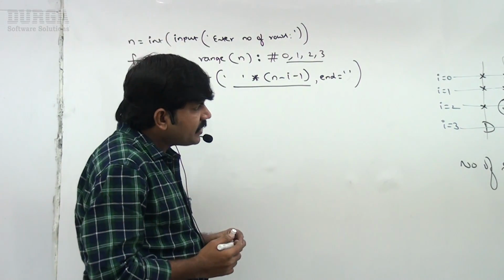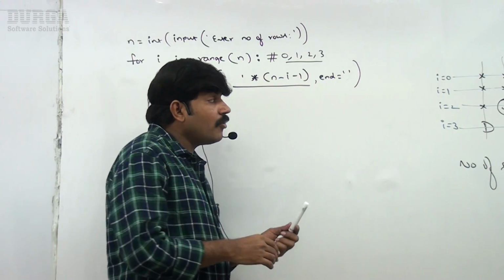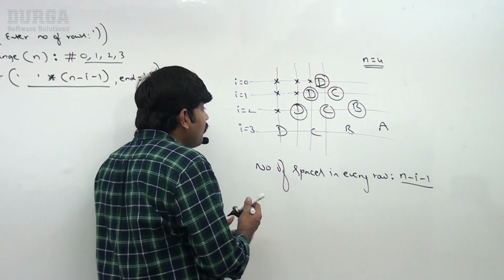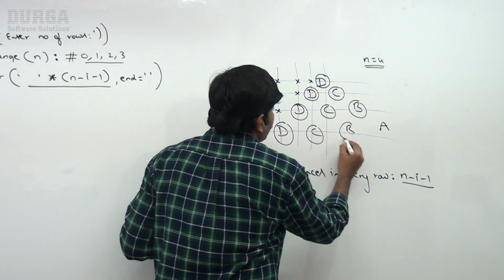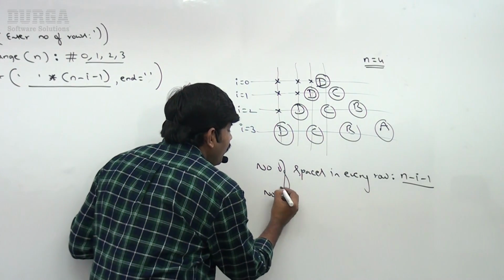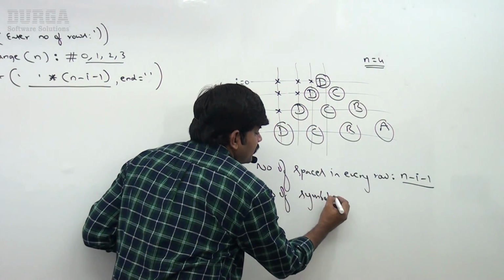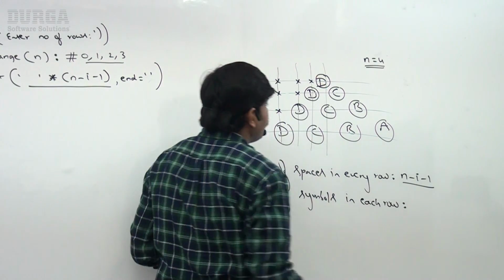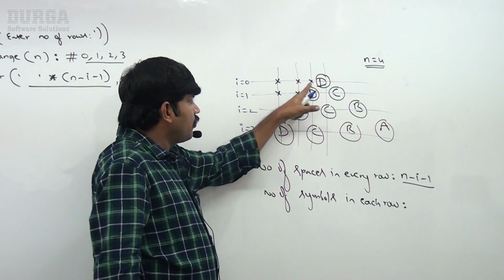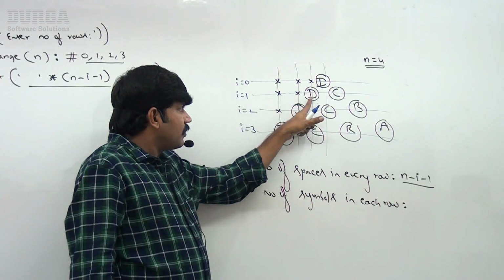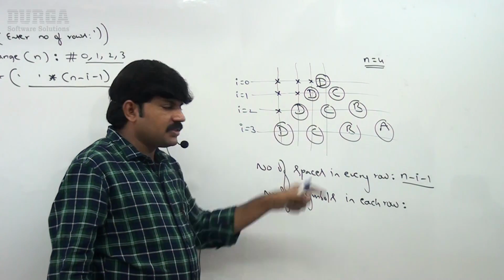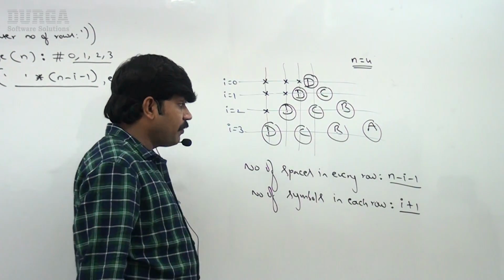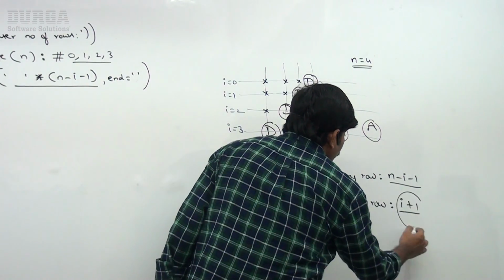Next, after printing spaces, we have to take multiple symbols. How many symbols do we have to take? Observe the number of symbols in each row. If i is equal to 0, 1 symbol. If i is equal to 1, 2 symbols. If i is equal to 2, 3 symbols, right? So how many symbols? i plus 1 symbols. i plus 1 number of symbols we have to take.